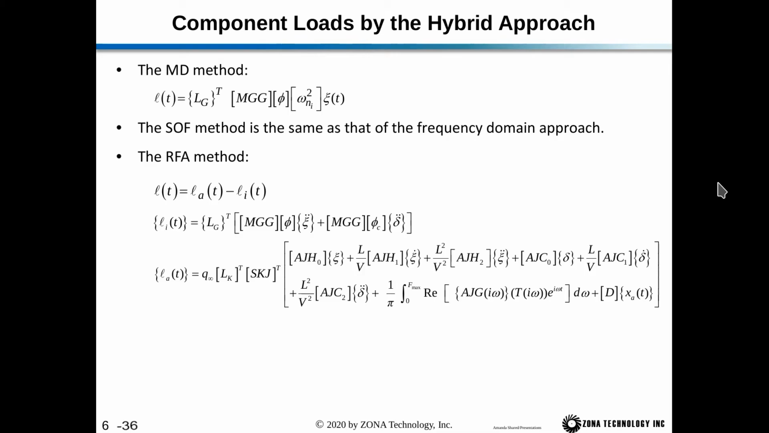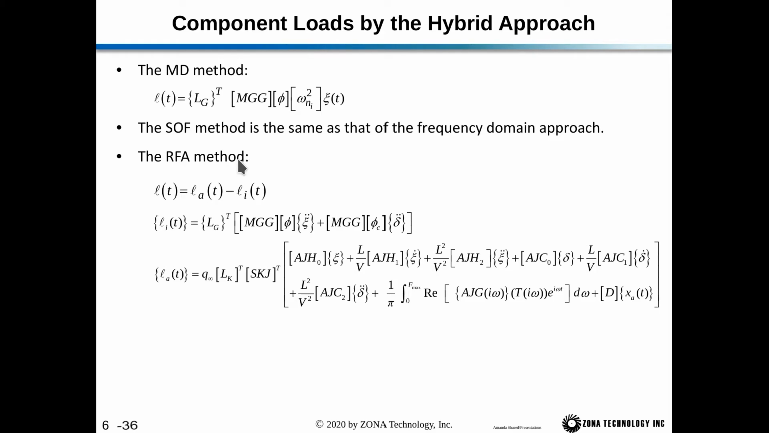Now the component loads will be computed in this way with the hybrid approach. The mode displacement method is just LG transpose times MGG times phi times omega squared. And remember, this MGG times phi times omega squared can be replaced by KGH. So this is just LG transpose times KGH times C of t. The SOF method is the same as that of the frequency domain approach, which we saw a few slides back.